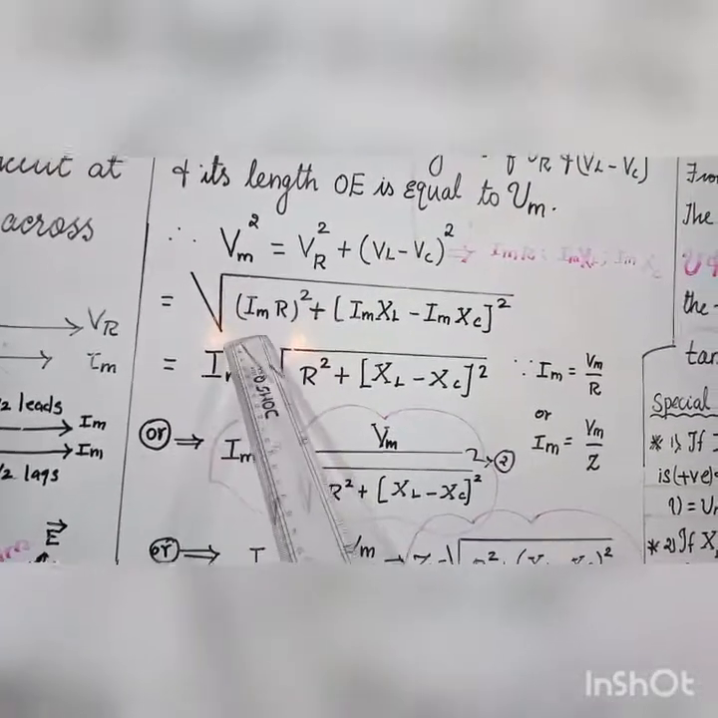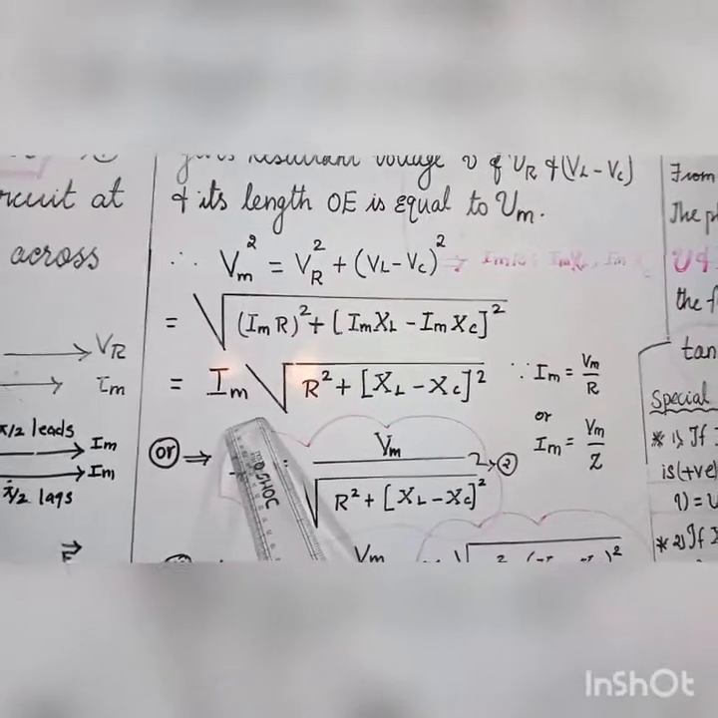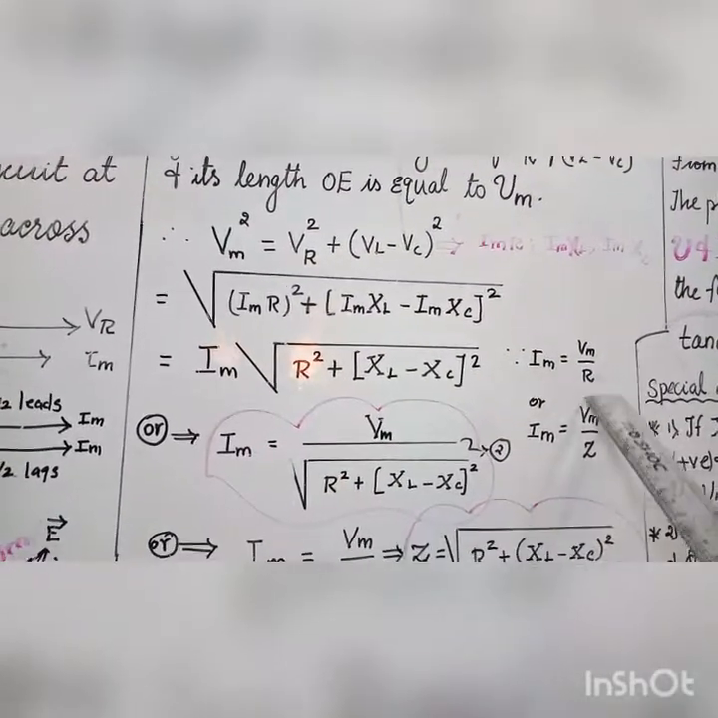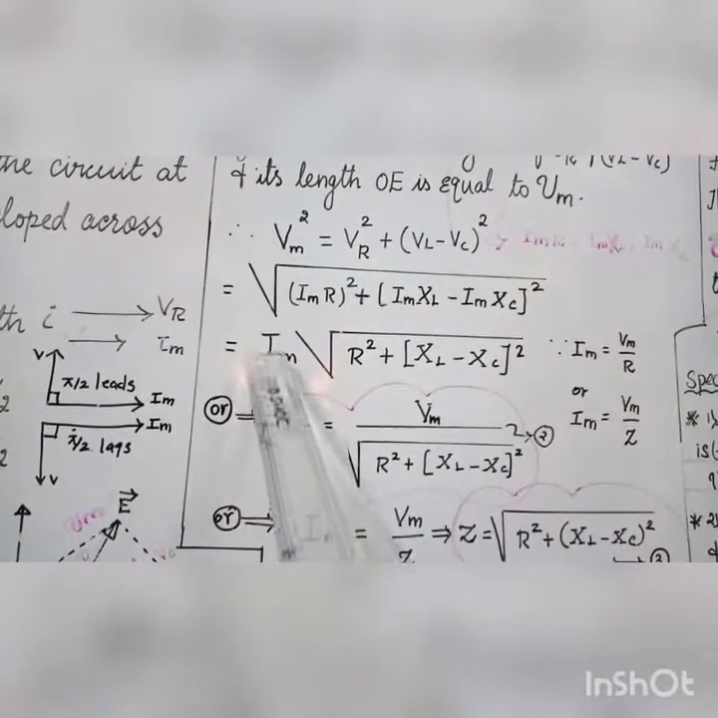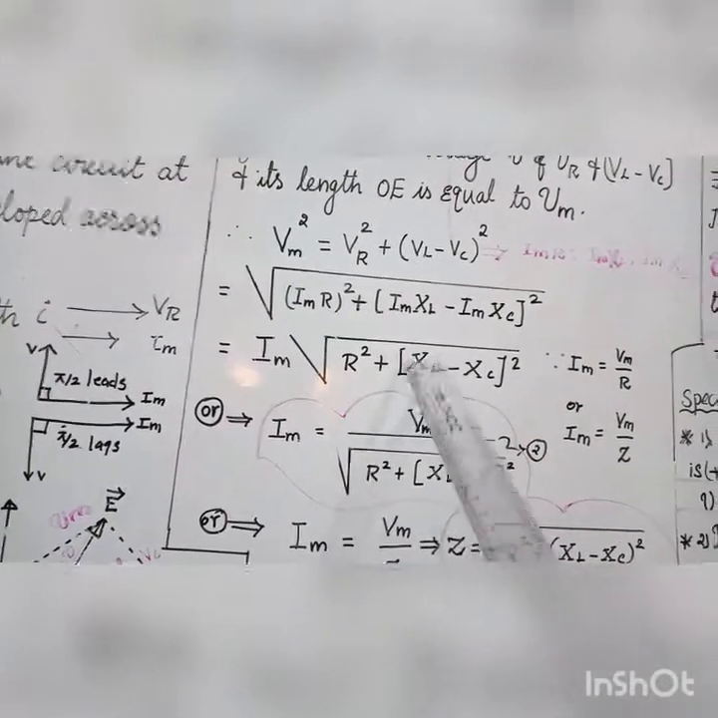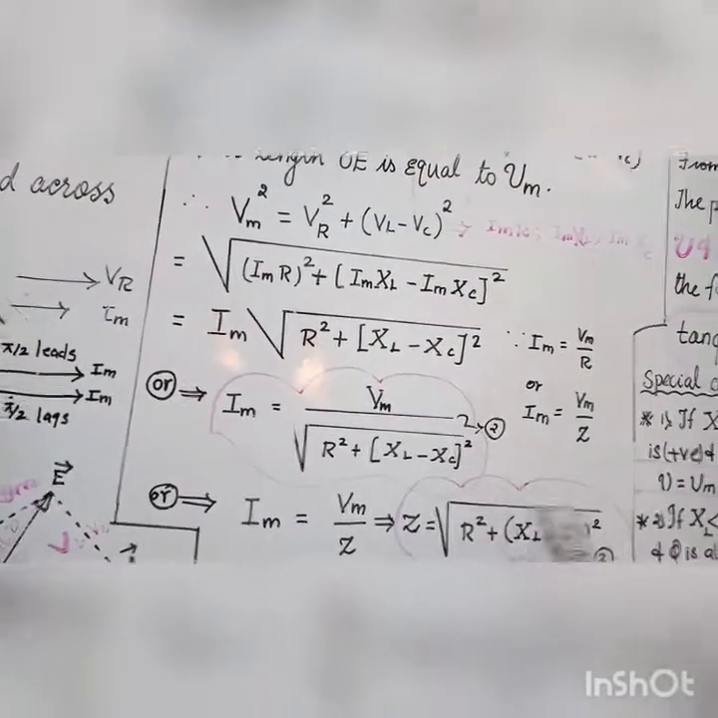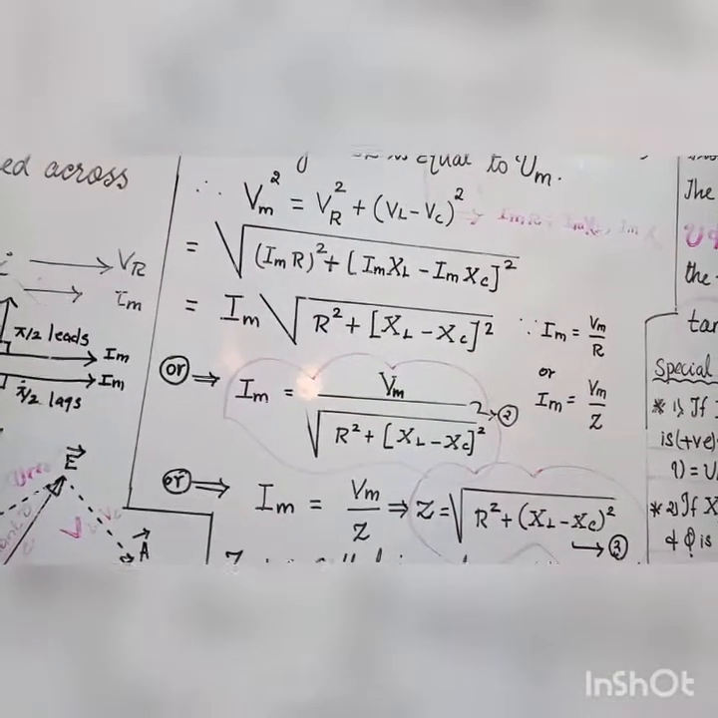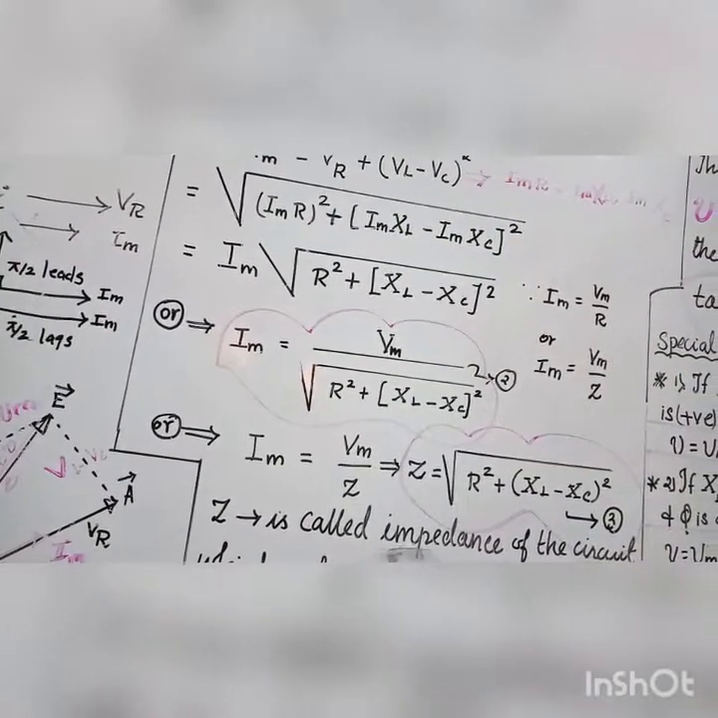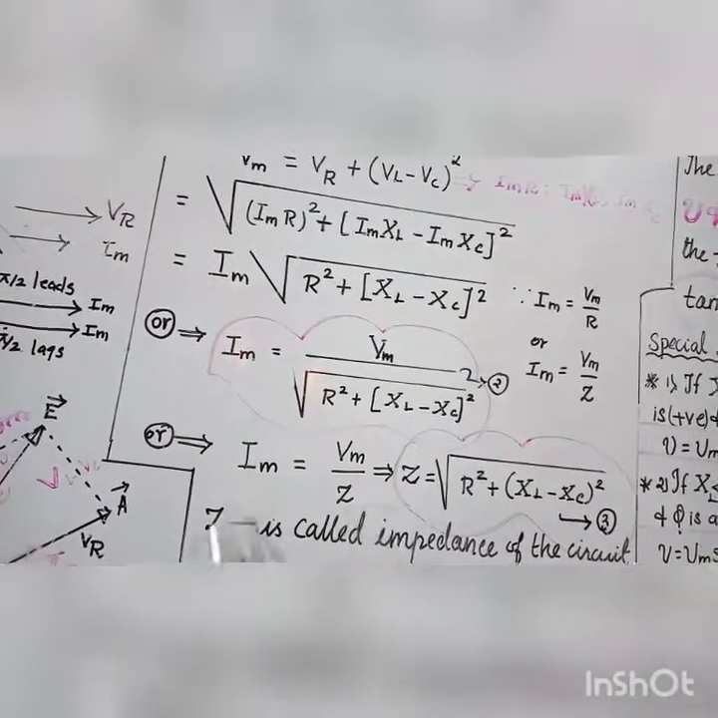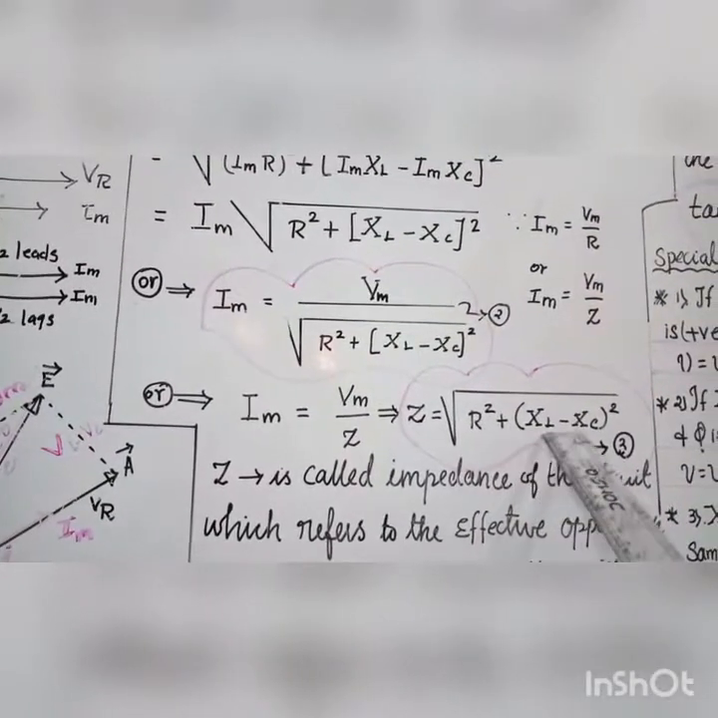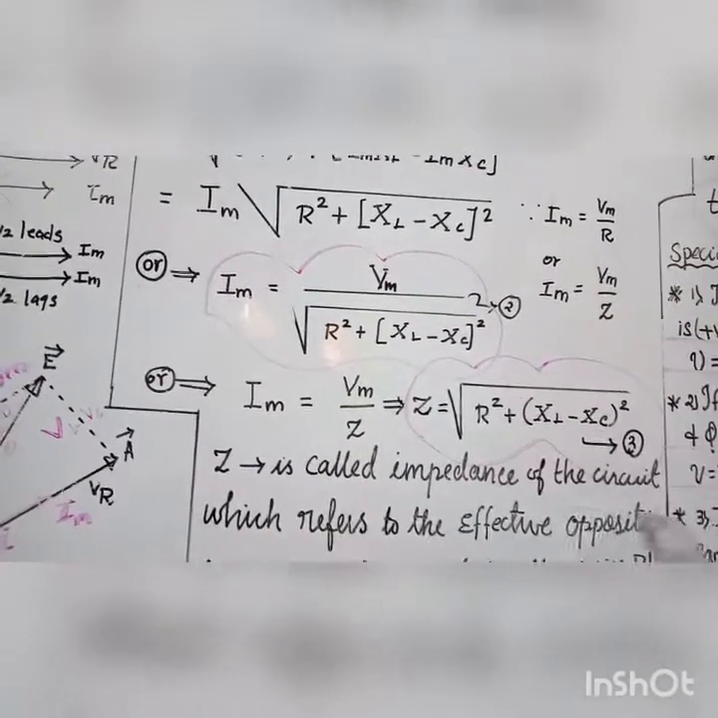What is Im? The maximum current, by applying Ohm's law, Im is equal to voltage divided by resistance. Now substituting the values, Im is Vm divided by the root of R squared plus XL minus XC whole squared, equation number 2. What is Im? Im means Vm by Z. What is Z? Z is called the impedance of the circuit. Im is equal to Vm divided by Z. Z is equal to the root of R squared plus XL minus XC whole squared, equation number 3.